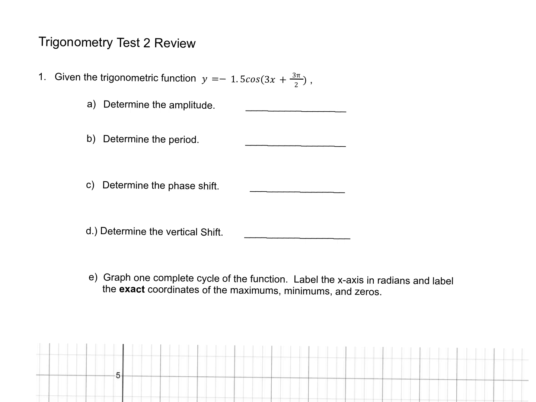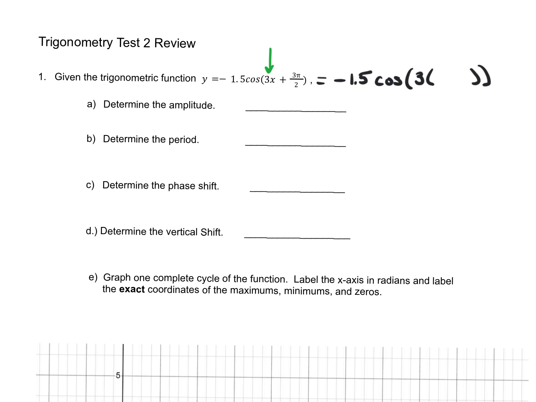So the first thing I want to do is determine if we have the value factored out of the front, which in this case I don't. I have to make sure I factor this 3 out before I start to talk about some of my properties. So if I factor 3 out, I'll get negative 1.5 cosine 3 parentheses something.